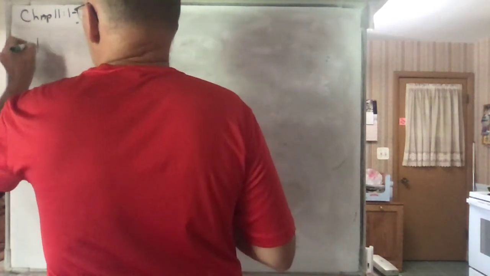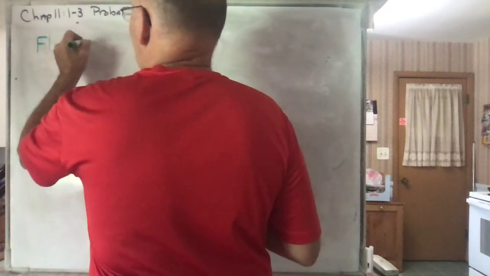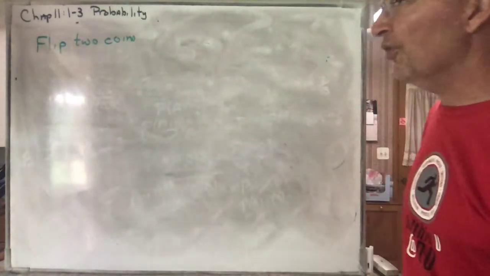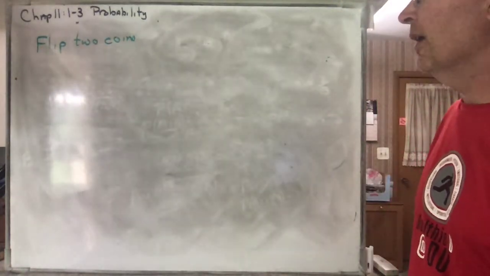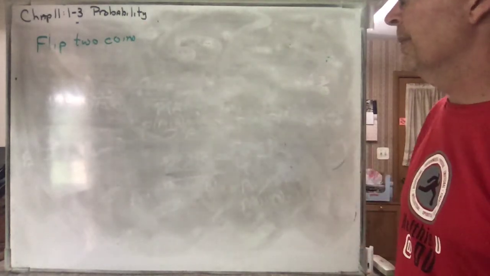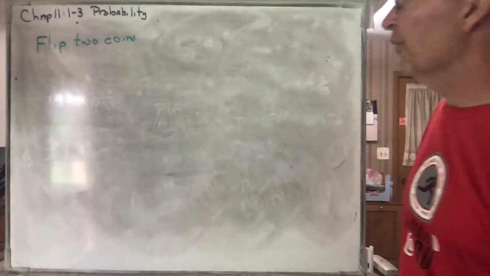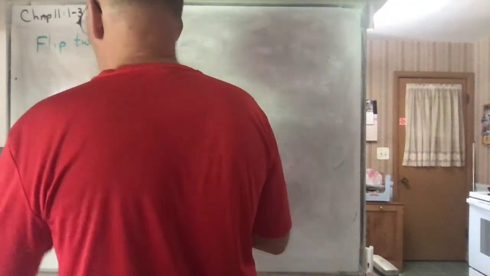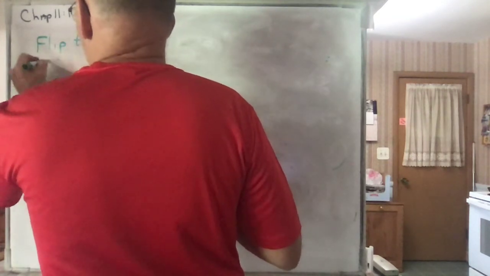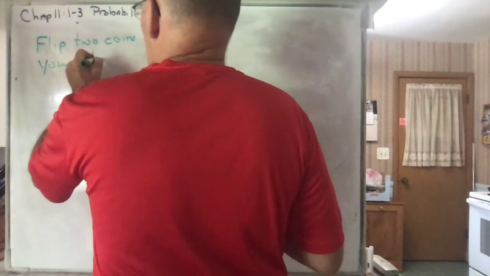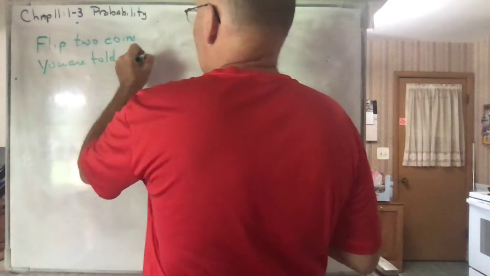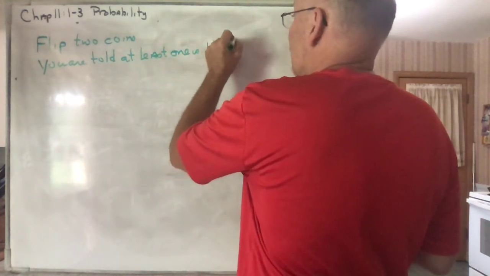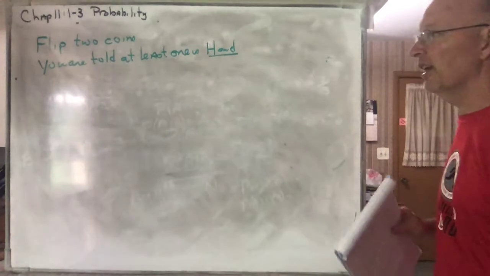You flip two coins, and you don't see the result. You just flip them over a barrier, and you don't see them. Someone else is over there, and they answer the question of whether at least one of them is a head. And you are told that at least one is a head. And we're assuming these are fair coins. They're just as likely to be a head as a tail.